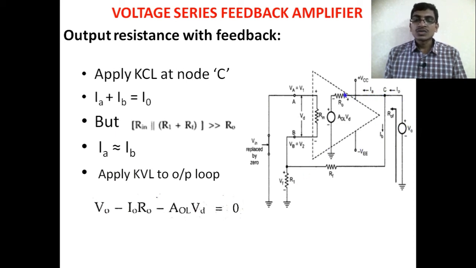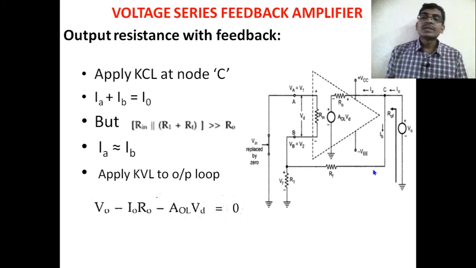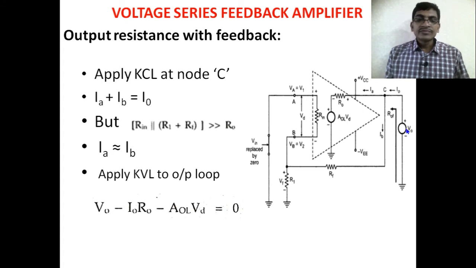So as we are assuming the entire current is flowing in, the entire current I0 is approximately equal to Ia only. Ib is very small, so very little current flows there. That's why, instead of Ia, we are directly writing I0 R0: V0 minus I0 R0 minus AOL VD is equal to 0.